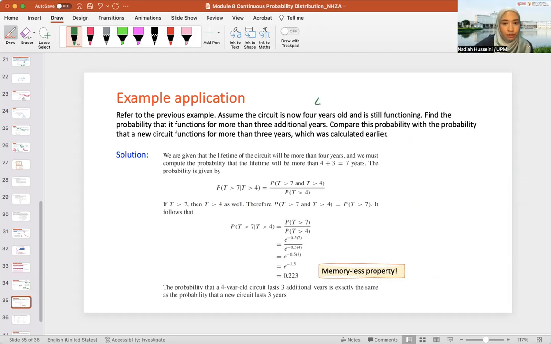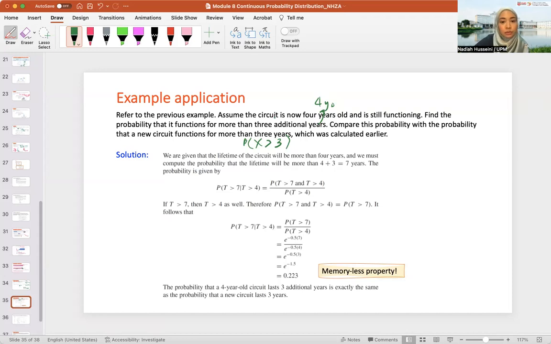Assume the circuit is now 4 years old and is still functioning. Find the probability that it functions for more than 3 additional years. Compare this probability with the probability that a new circuit functions for more than 3 years, which was the earlier question. We already found out the probability. Now we are trying to find the probability of it functioning for more than 3 additional years after being 4 years old. So 7. We're trying to find x greater than 7 because 4 plus 3.